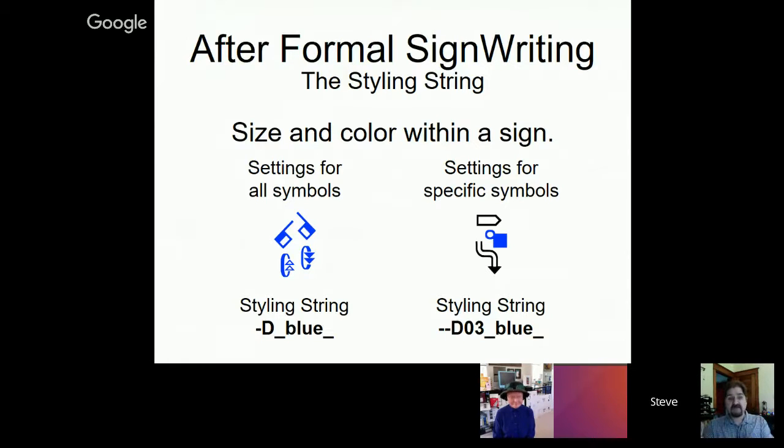Here we have 2 possibilities for how we can make rich text out of our signs. We can either color the whole sign, which is its styling string with the -d_blue_, or we can set the color on specific symbols such as -d03_blue_. And that simply means for the detail of symbol 2, color it blue.